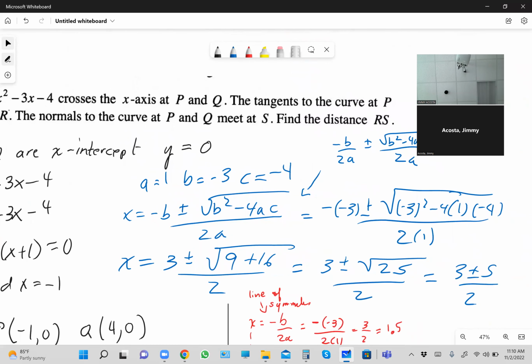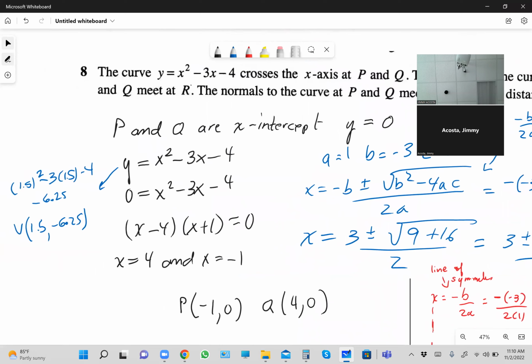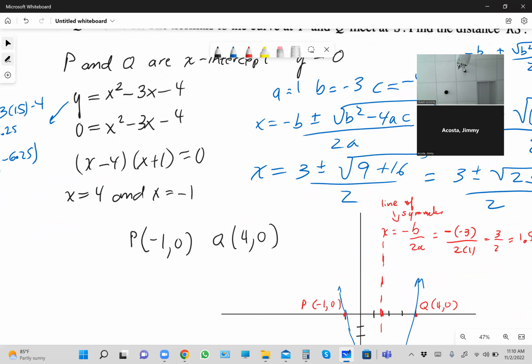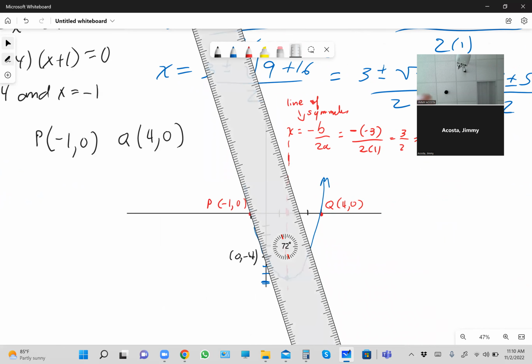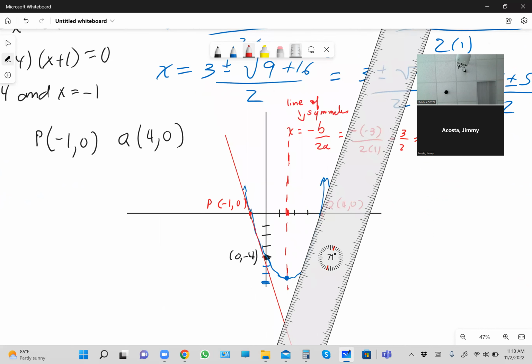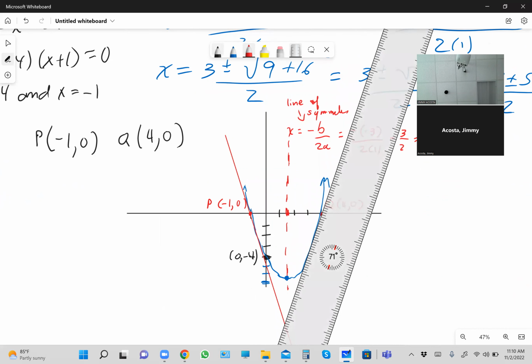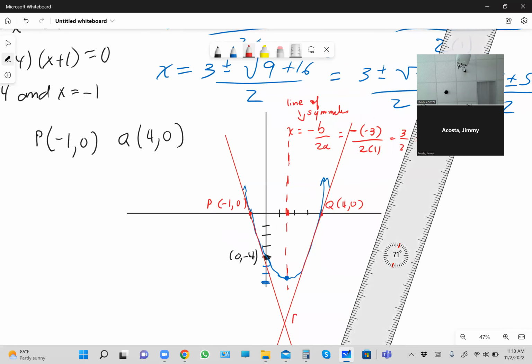and Q meet at R. So now I'm going to sketch quickly the tangents at P and Q. They meet at where? At R.